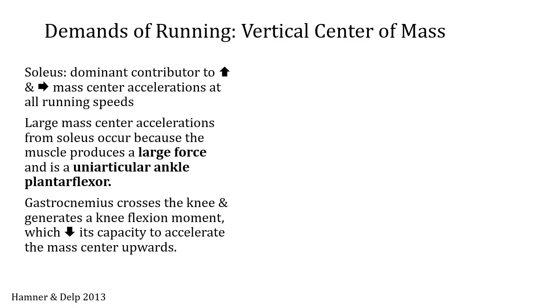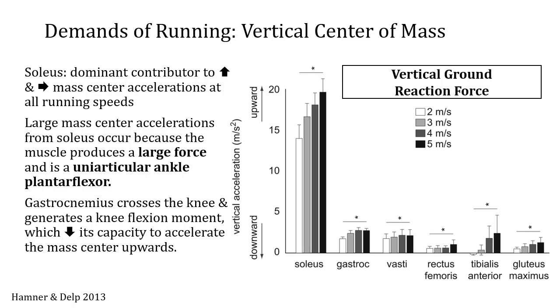Large mass center acceleration from the soleus occurs because the muscle produces a large force and is uniarticular at the ankle, versus the gastroc, which is dual. It works both at the knee and at the ankle, and because it works secondarily as a knee flexor, its capacity to accelerate the center of mass forward is somewhat dampened.